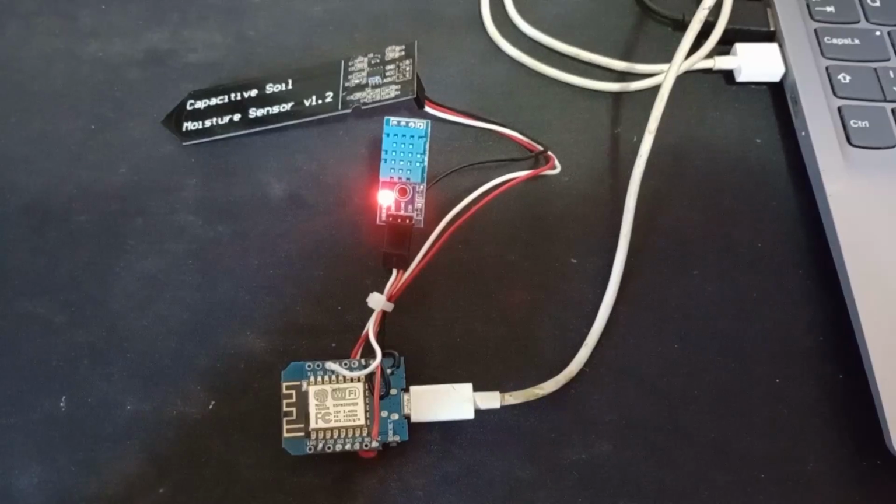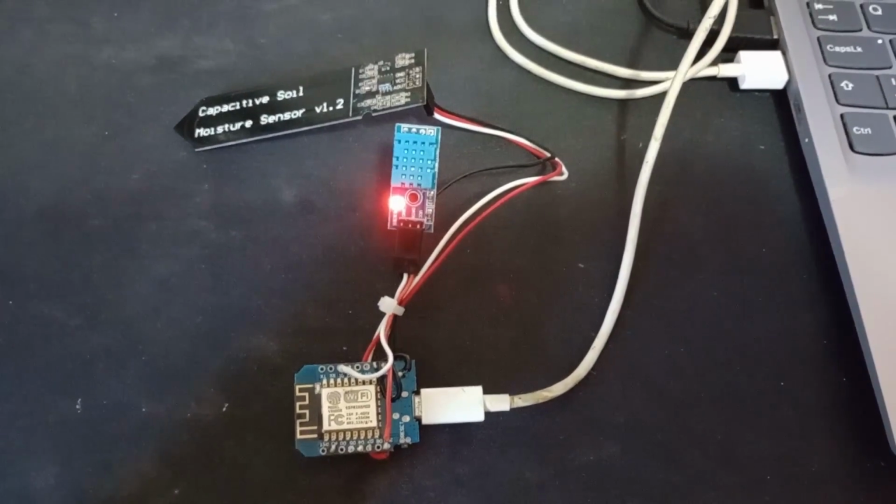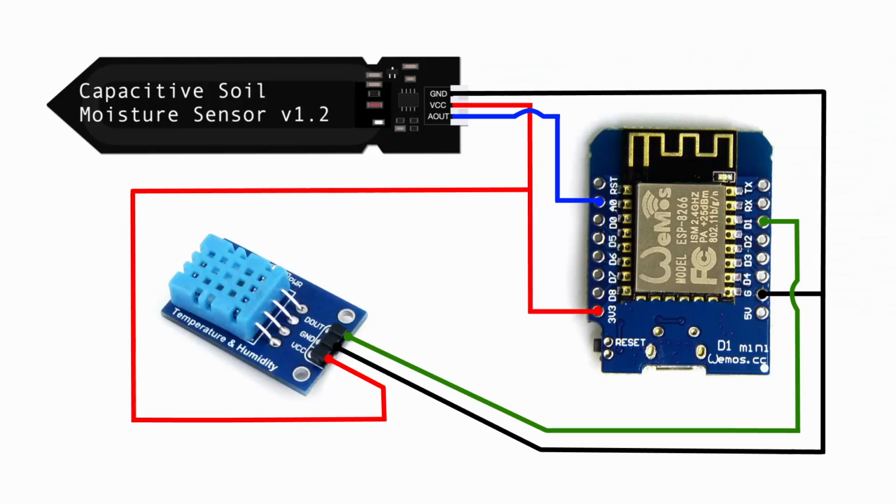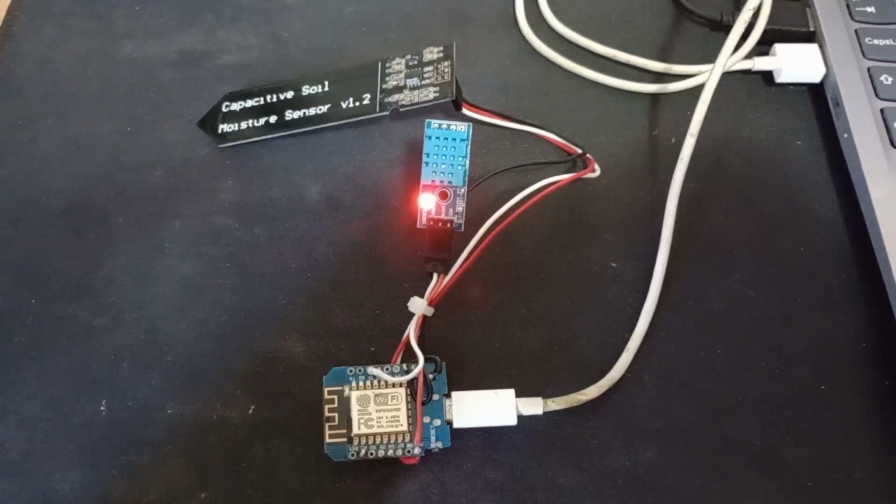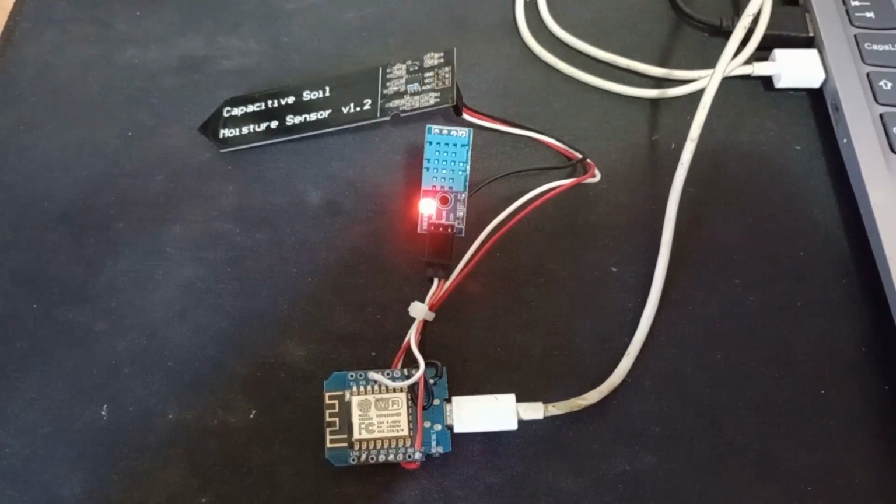Before going into the ESP Arduino code, I want to show you how the hardware was set up. For this project, we'll use a DHT11 temperature sensor and a capacitive moisture sensor. They were connected to the ESP like so. The DHT11 is connected to pin D1, which is GPIO5, and the capacitive sensor was connected to analog 0. I'll have affiliate links to all of this hardware in the description.